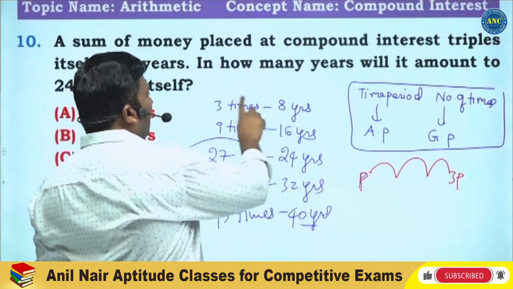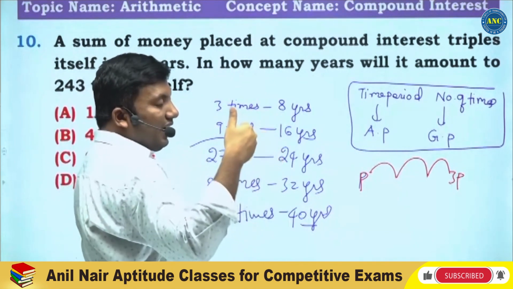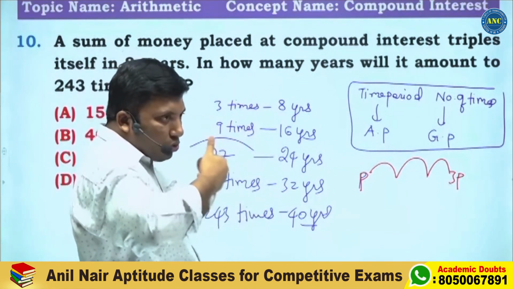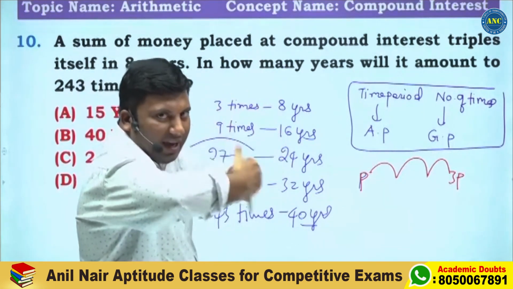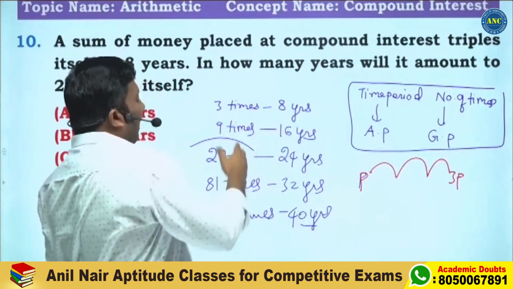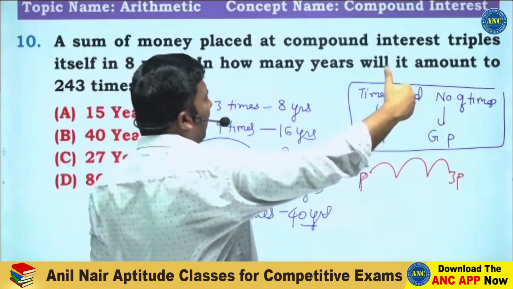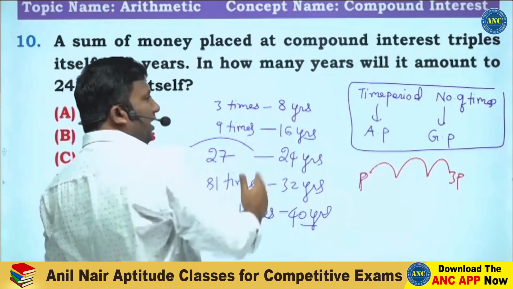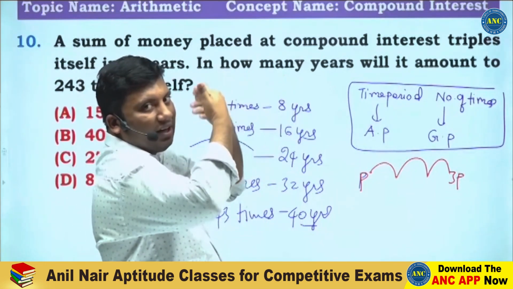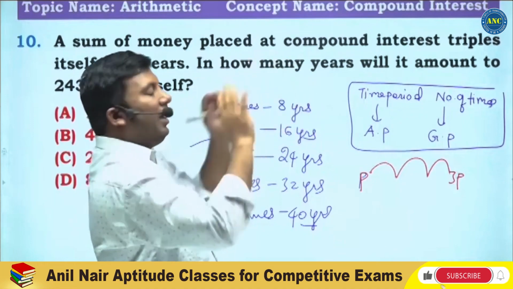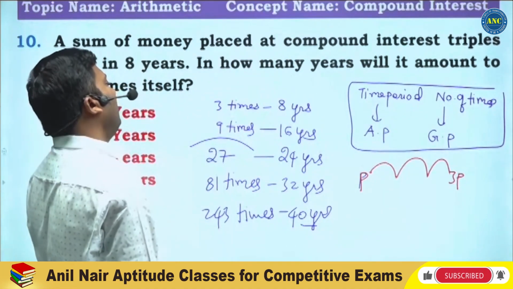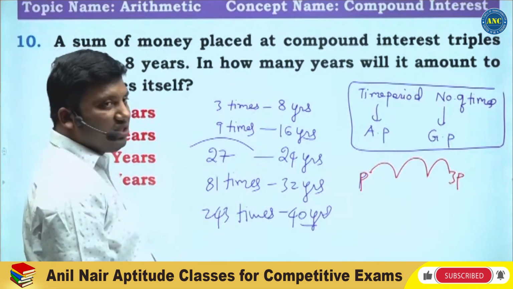So it is 3 times in 8 years. 8 years is 2 cubed, so every 2 years it will go 1 time. Again 2 years 1 time, again 2 years 1 time. So for 16 years, again 2 years 1 time each. I hope it is clear. 3 times in 8 years, 9 times in 16 years.